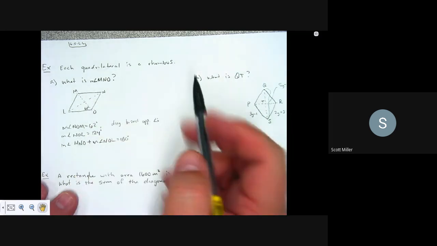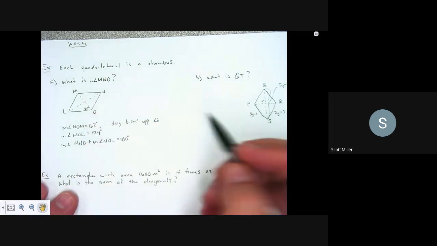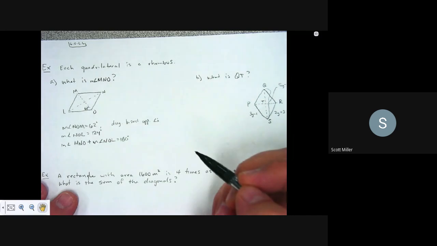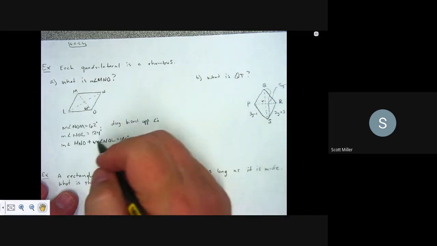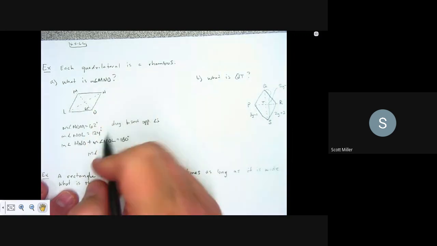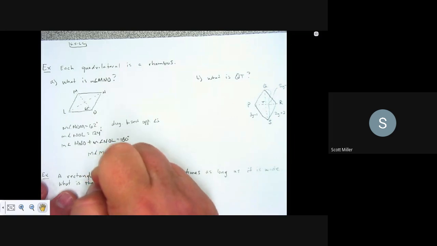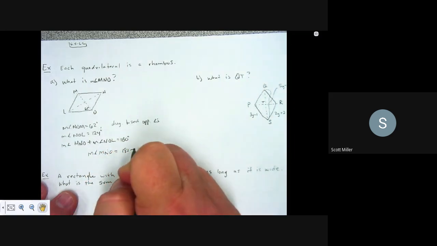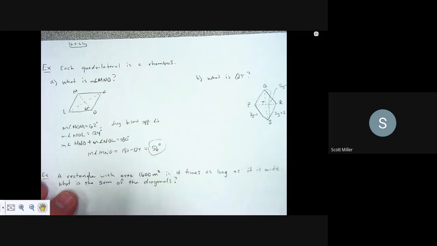Remember, why? Because consecutive angles are going to be supplementary because it's a parallelogram. So working these things out using the numbers that we know, then I know that the measurement of angle MNO is 180 minus the 124 from that angle, subtract it over there, and gives me 56. So there is how I can do angle stuff.